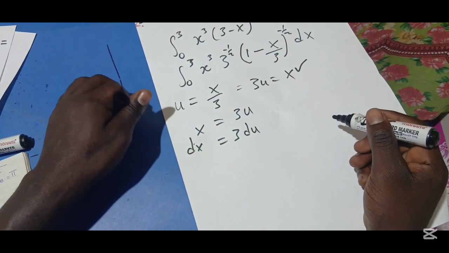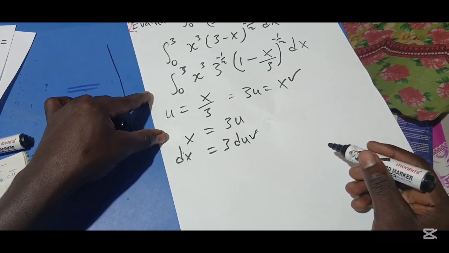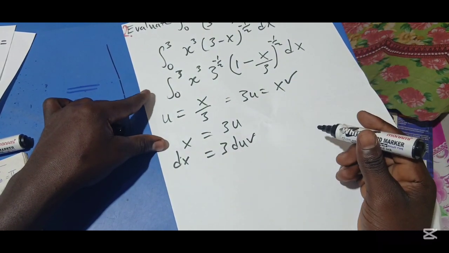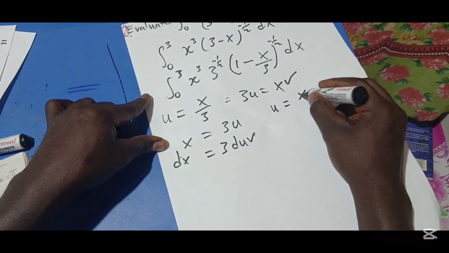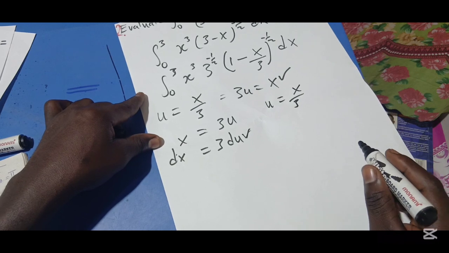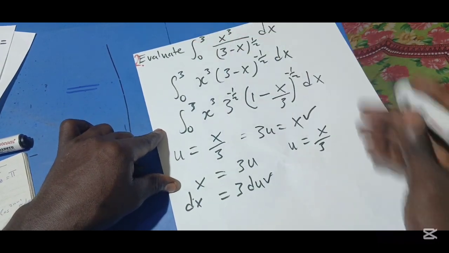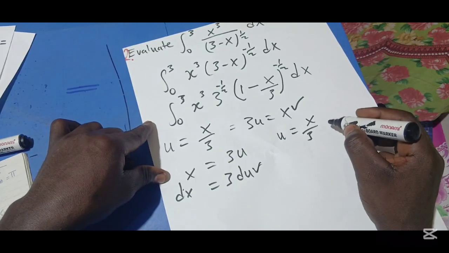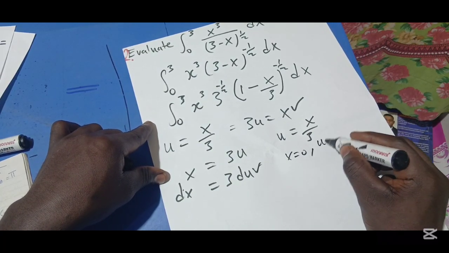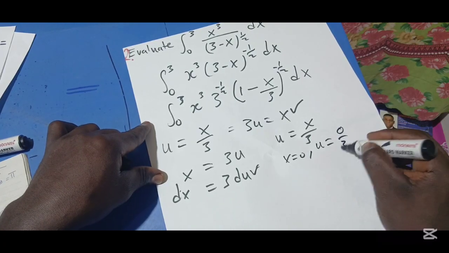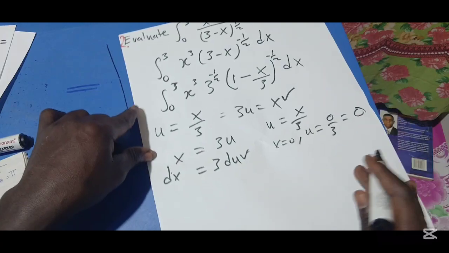Now we know the x, we have to look for our limit. Because we are doing substitution, our limit might be affected. So we have u equal x on 3, right? So when x equal 0, what will happen to our limit? When x equals 0, our u equals 0 on 3, which is actually 0.